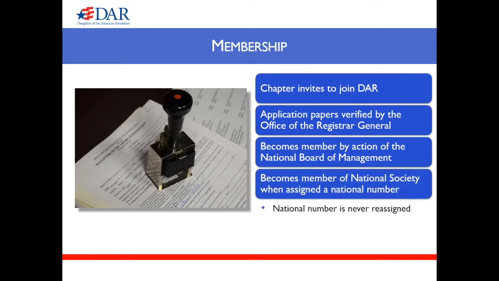Each member is assigned a national number, which is always hers and never will be assigned to another person. Should she resign and decide to reinstate as an active member, her original number is reactivated as her national number. The last national number given to a member is always included in the Registrar General's report to the National Board of Management. This number reveals the number of women who have joined DAR since it was founded in 1890.